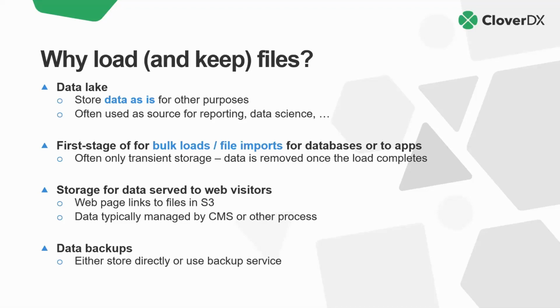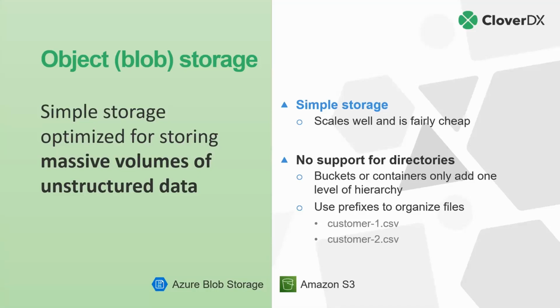And there are, of course, different ways of how you can store files in the cloud. There are many different services or many different approaches for what you can do there. And the first one, conceptually the simplest one, is what's called object storage, or oftentimes blob storage. This is a simple storage system that's optimized for storing massive volumes of unstructured data. So whatever you want to write into object storage, it will accept that.